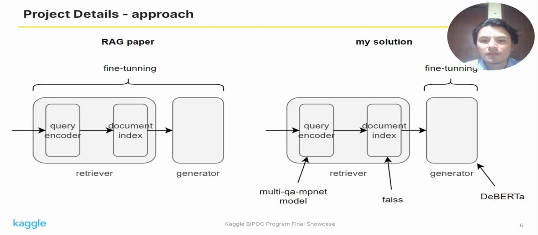So, in order to solve this problem, I was inspired by the paper Knowledge Intensive NLP Task, and I used the multi-QA MPNet model as the query encoder. I used the Faiss library for the document indexing and Verta as the generator in my solution. Although the paper recommended fine-tuning the entire pipeline, I chose to fine-tune only the generator, keeping simplicity and time constraints in mind.